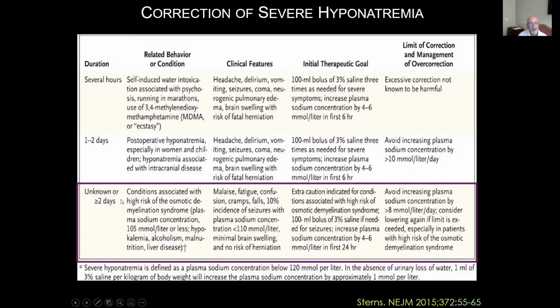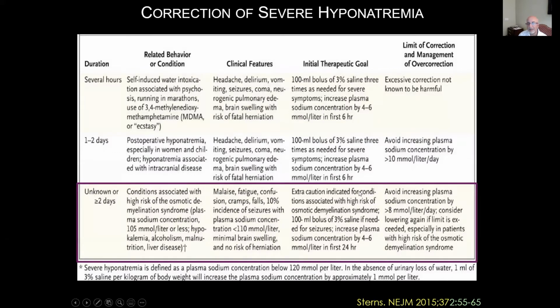If the patient's serum sodium has been unknown or greater than 2 days, as in our case with the beer potomania, this is a high risk of osmotic demyelination. Plasma sodium concentration is less than 105. The patient has hypokalemia, alcoholism, malnutrition, and liver disease. They present with malaise, fatigue, confusion, cramps, and falling. There's a risk of seizures, especially when the serum sodium is less than 110.